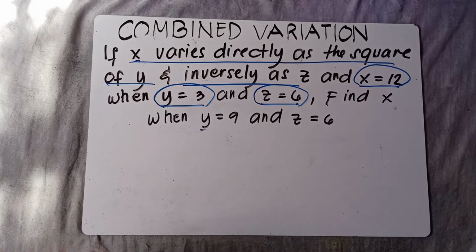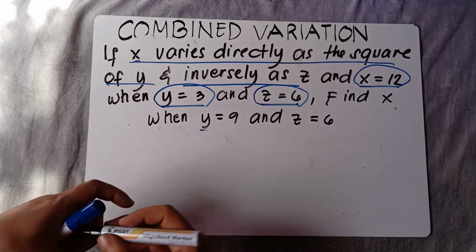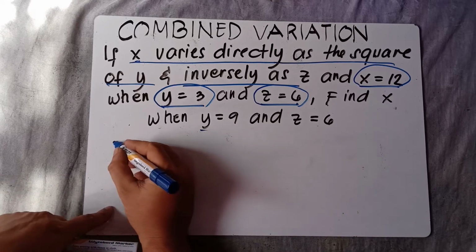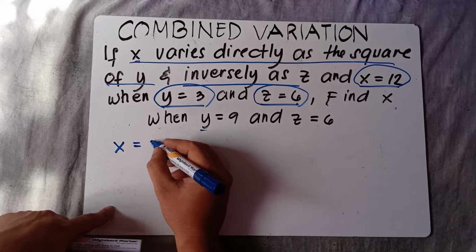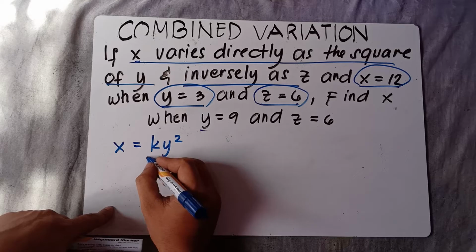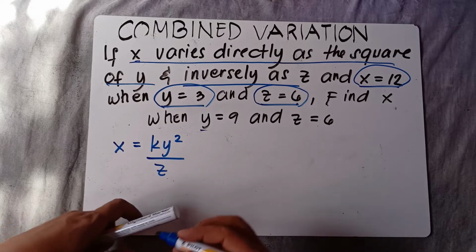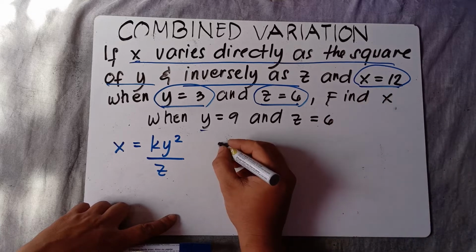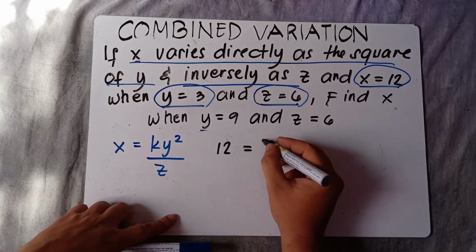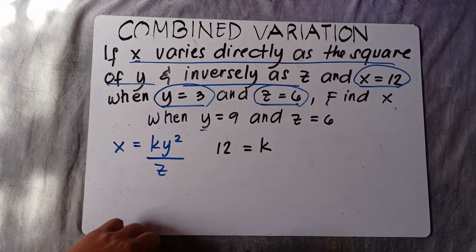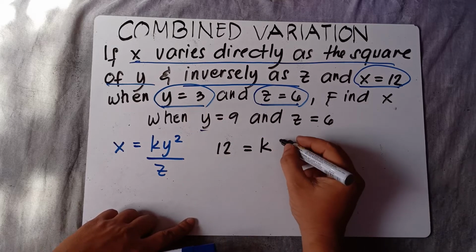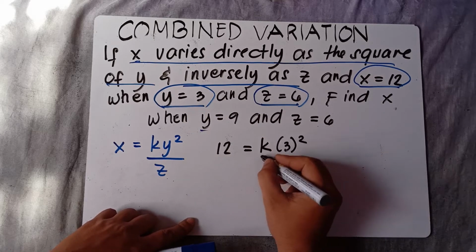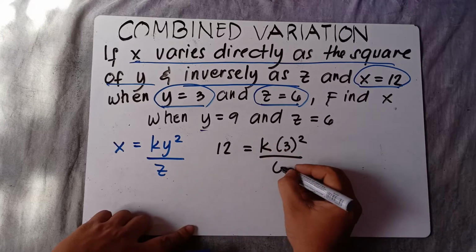Okay, substitute from the equation. X varies directly as the square of y, so x equals k y squared, inversely as z. So our x is 12 equals k. We are told to find k. Y is 3, so 3 squared over z, which is 6.